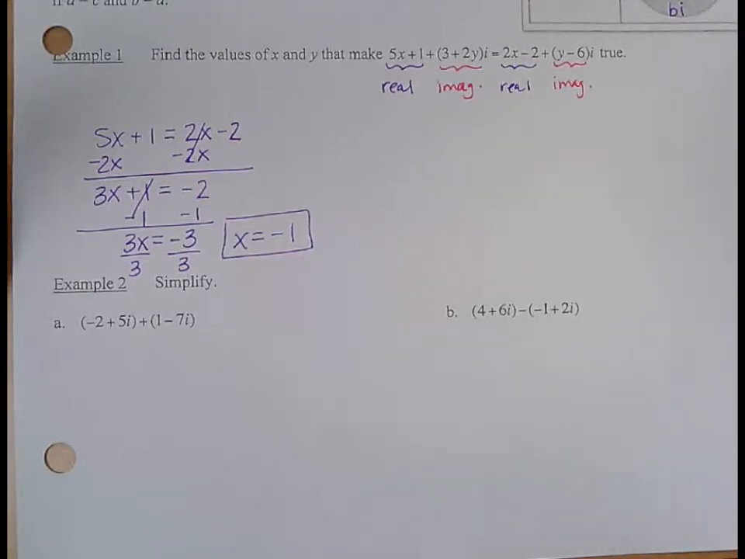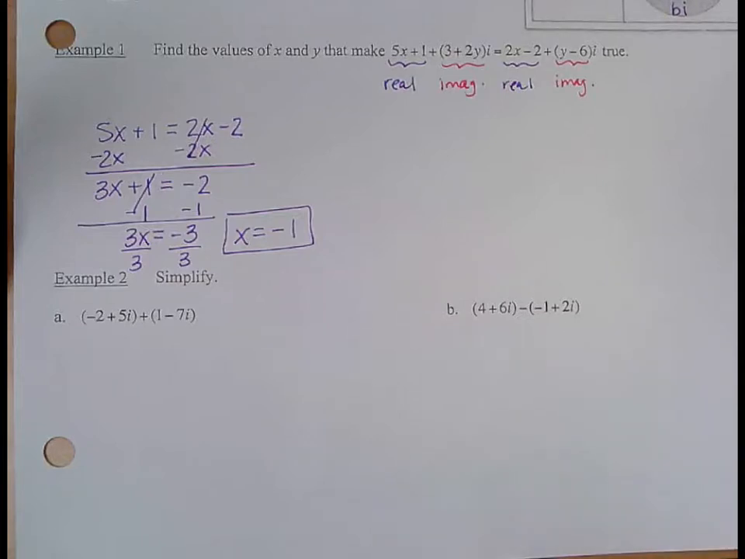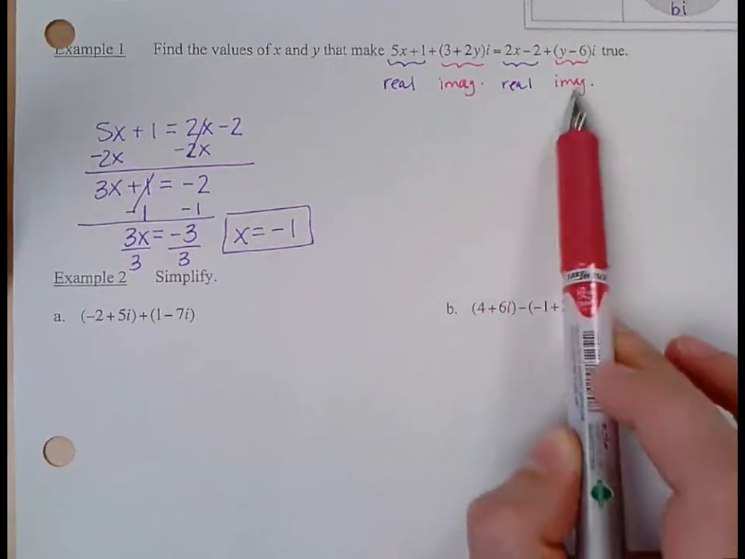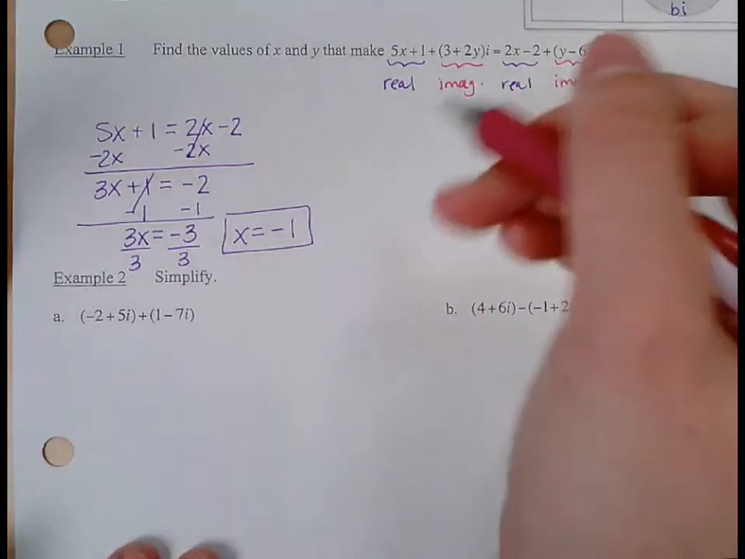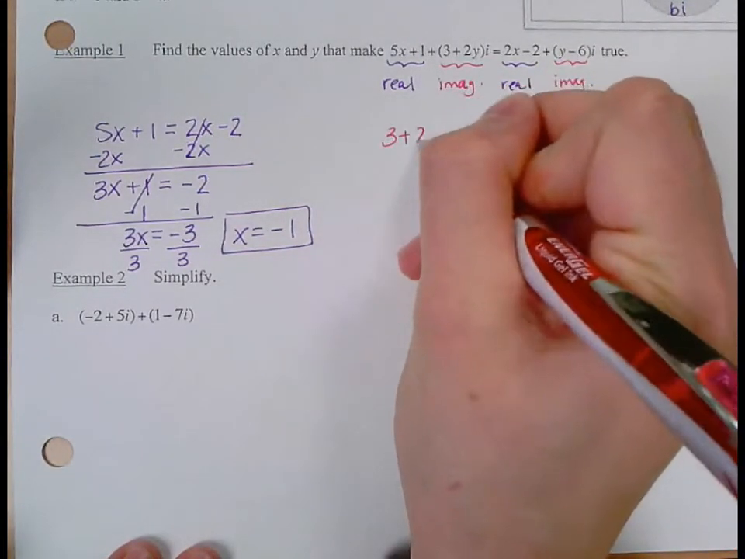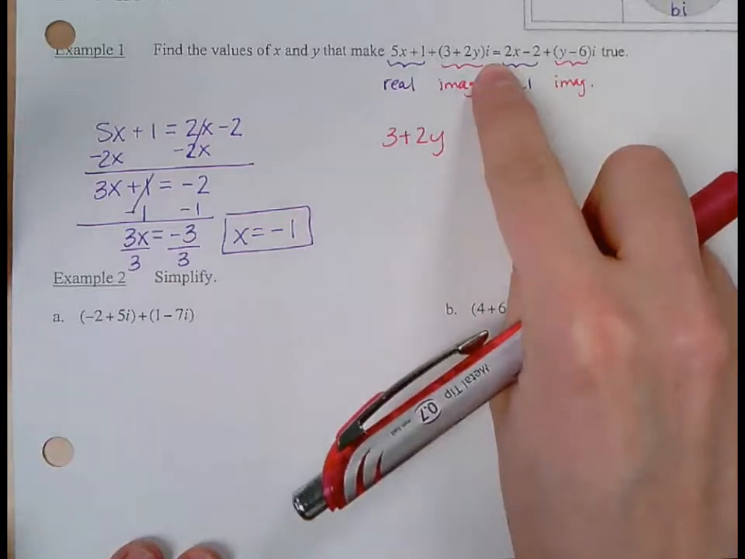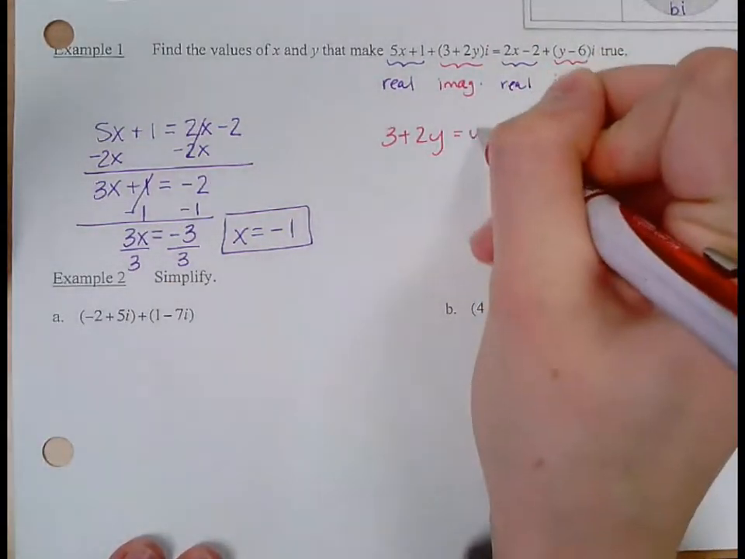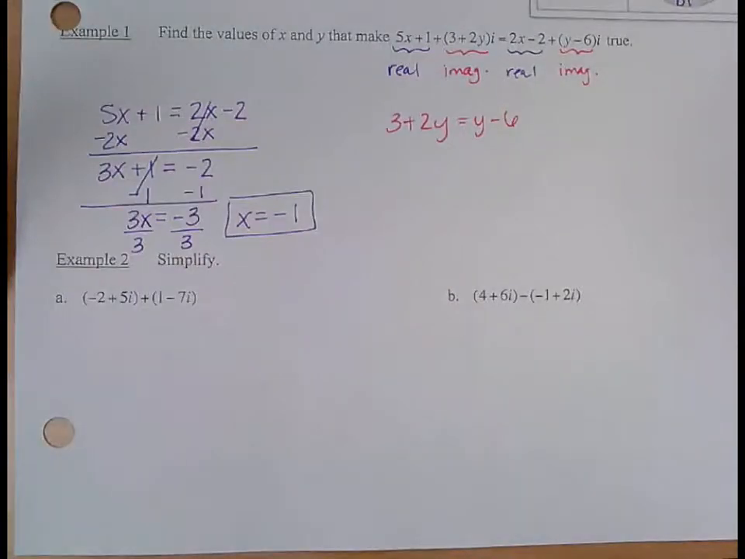And then you would follow a similar process to find the y value. So again, for this statement to be true, the imaginary parts have to equal each other. So I know 3 plus 2y, I don't have to include the i, but 3 plus 2y must equal y minus 6 in order for the imaginary parts to be equal.